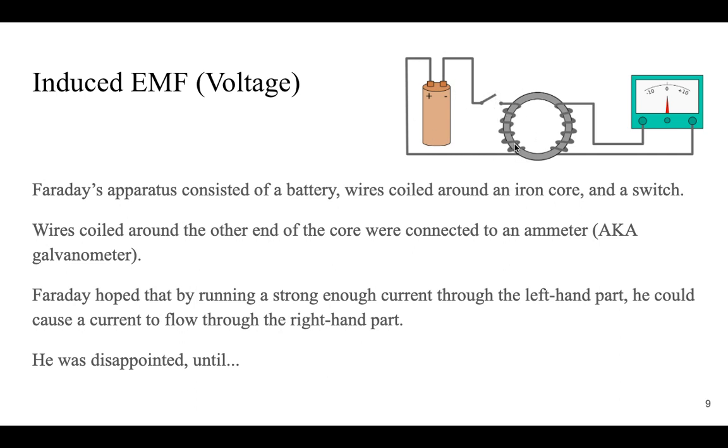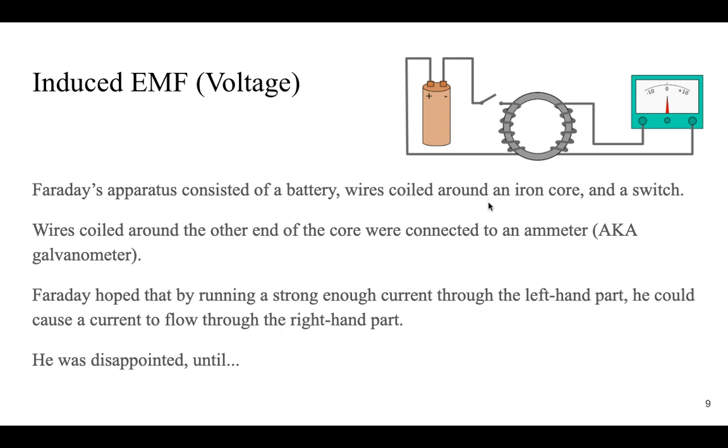And this will make an electromagnet, where the magnetic field lines will go around here, through this part of the core and through this loop. And this loop is all wrapped around, and it's connected to an ammeter, something that measures current. It's also called a galvanometer. Ammeter, it's one of the functions of a multimeter. It measures amps.